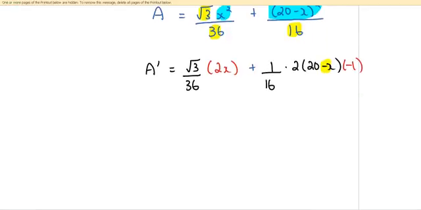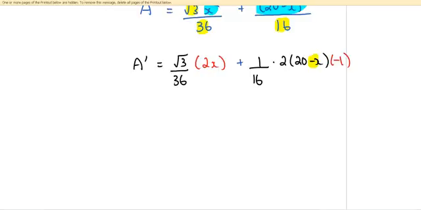Great, so there's a lot of algebra here. So let's go ahead and continue to simplify this. This is A prime. Sorry, I'll use the black color here. This is A prime. Okay, so one thing that I see right away is this 2 right here and this 36. I can simplify that. So that's going to be root 3 times x all over 18.